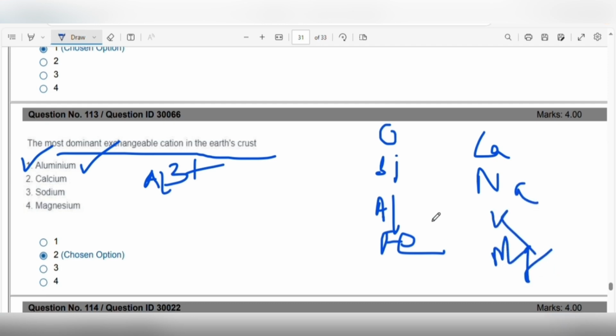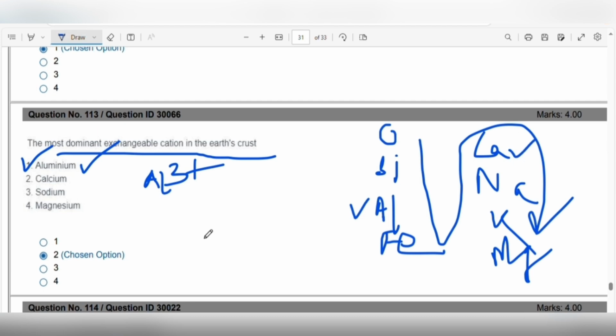It is in this format. So, of course, aluminium is more than calcium. There is no doubt about it. Aluminium is more than calcium in the Earth's crust.